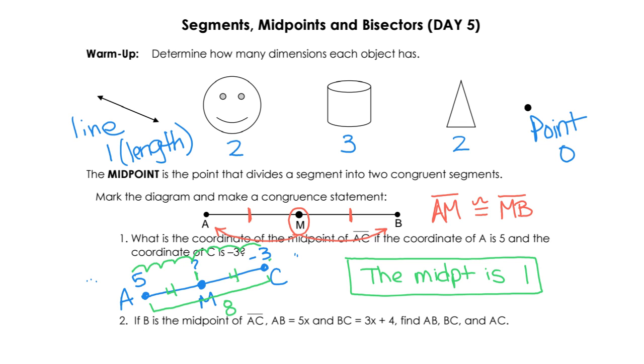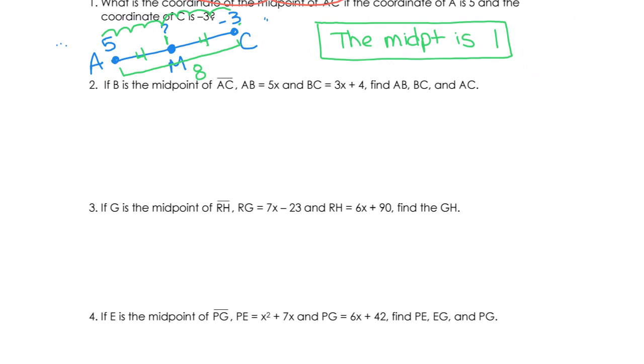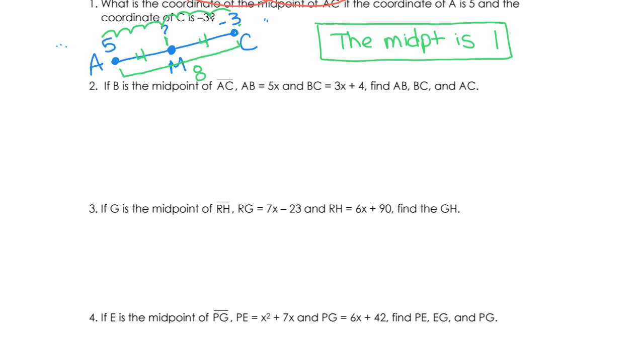Scrolling down. Number 2 says if B is the midpoint of AC. So again, AC has a bar above it, so AC is a line segment. And B is the midpoint. So not only do we put B in there, we then also put tick mark and tick mark. Because B is in the middle, the segment to the left of it must be equal to the segment to the right of it. AB must be equal to BC, and that's why those tick marks are there.